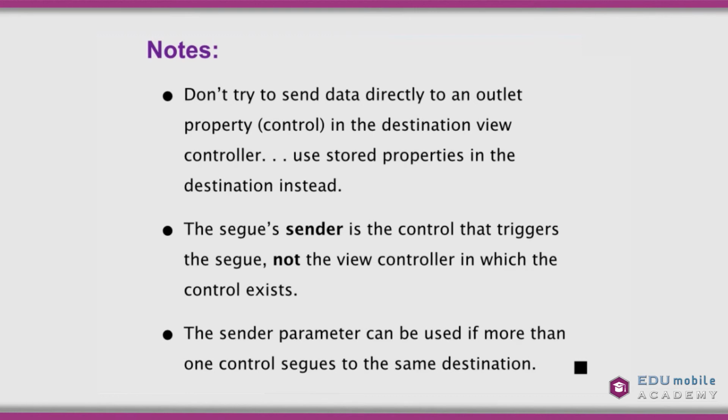The sender parameter in prepare for segue can be used if more than one control segues to the same destination. So we might have two different buttons, and we want to pass different data depending on which button is tapped, for instance. So we can figure out which of those buttons is sending the segue, and then adjust our data depending on what we're doing.